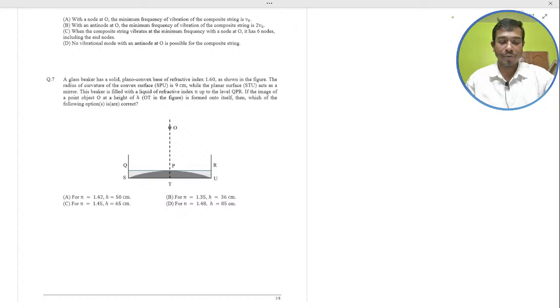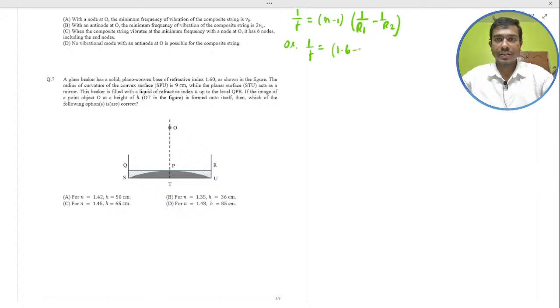Now use the lens maker formula, that is 1/f equal to (n - 1)(1/R1 - 1/R2). So 1/f1 equals (1.6 - 1) into 1/9, as R2 is infinity. So f1 is equal to 9/0.6, that is 15 cm.